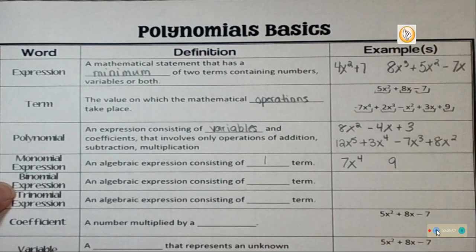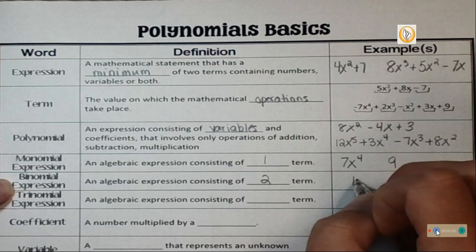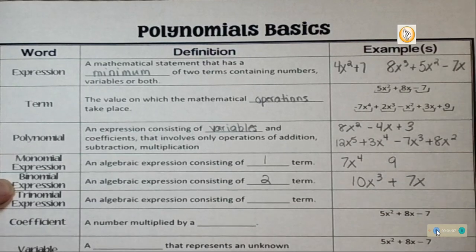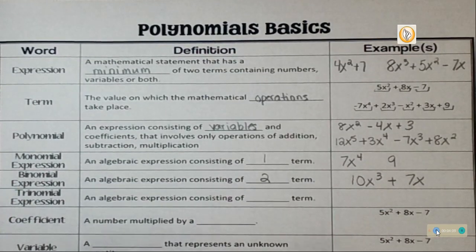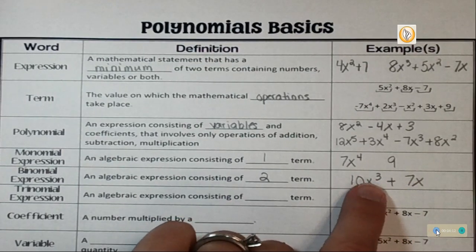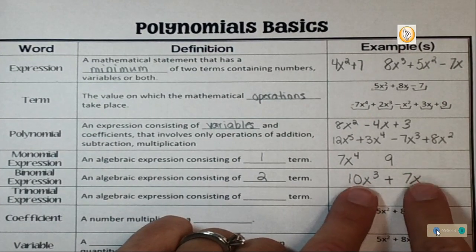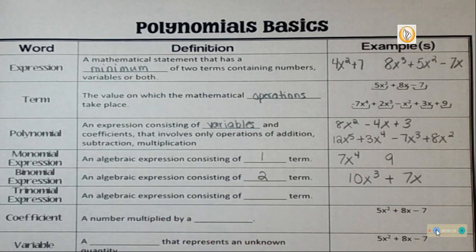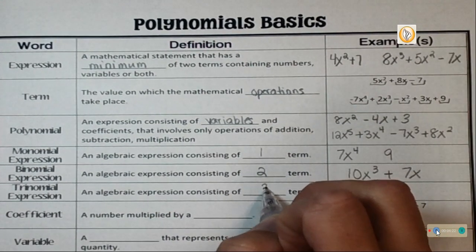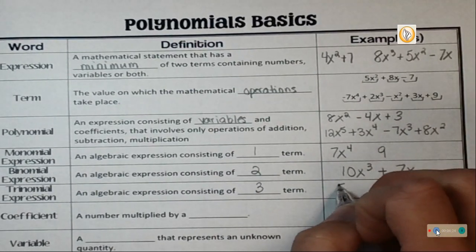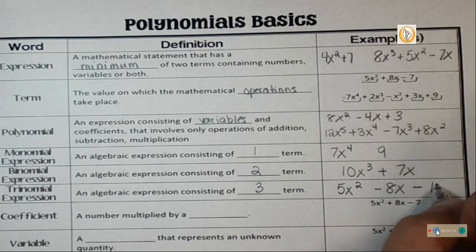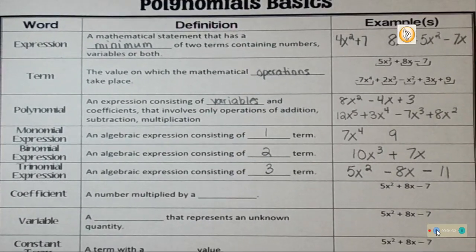What's a binomial going to have? It's going to have 2 terms. So that means I've got 2 things added together. So let's just go with 10x to the 3rd plus 7x. It doesn't matter what numbers I'm using. What matters is that I only have 2 of the terms. Okay, so that was a monomial. That's a separate monomial. And then trinomial is 3. So if I said 5x squared, I could say minus 8x minus 11. That is a trinomial because it's 3.